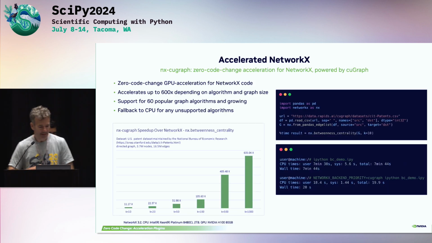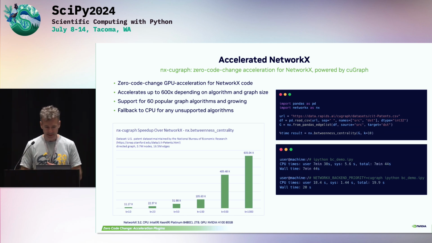All right. And so like accelerated pandas via cudf.pandas, we have accelerated NetworkX via nx-cugraph. Same concept, works quite a bit differently internally. I'll talk about that in a minute. But the exact same experience. Zero code change GPU acceleration for your NetworkX code. You write it once, you can run it on a CPU-only system or on a system with GPUs and get acceleration. And the acceleration varies, obviously, based on the algorithm and the graph size. But we have here, you can see potentially up to 600x speedup depending on your use case.